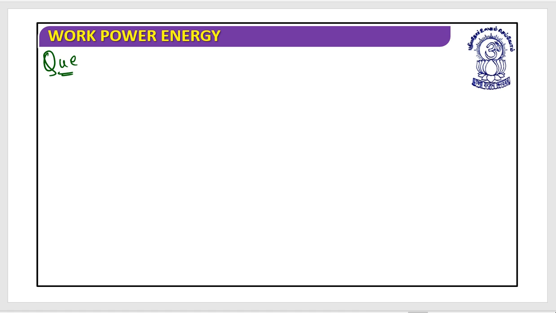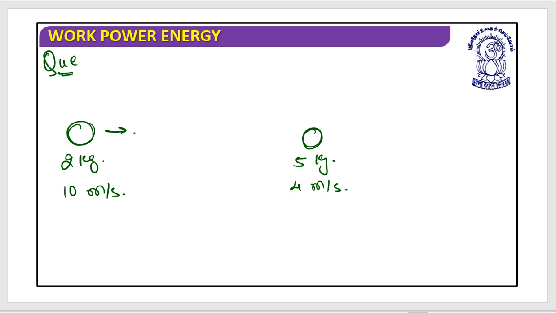Let's suppose the question says that one of the objects is here, and it has a mass of 2 kg, and its velocity would be 10 meter per second in this direction. Another object has a mass of, let's say, 5 kg, and it is moving with a speed of 4 meter per second. These two are moving in this direction. They will now behave as a combined velocity, and they will move, let's suppose, in this direction.